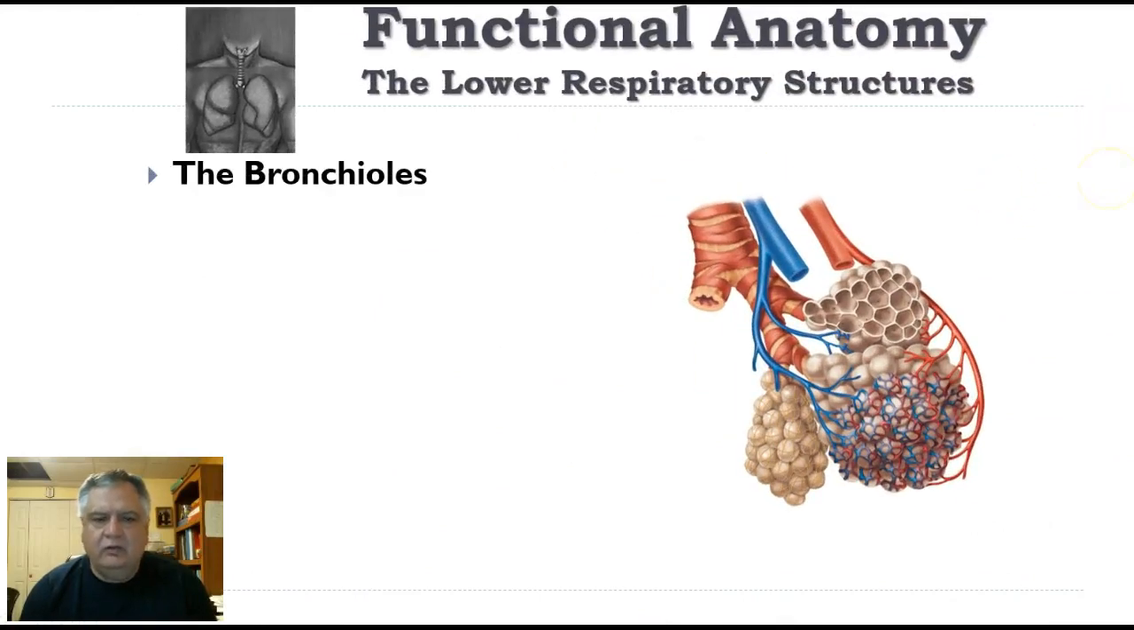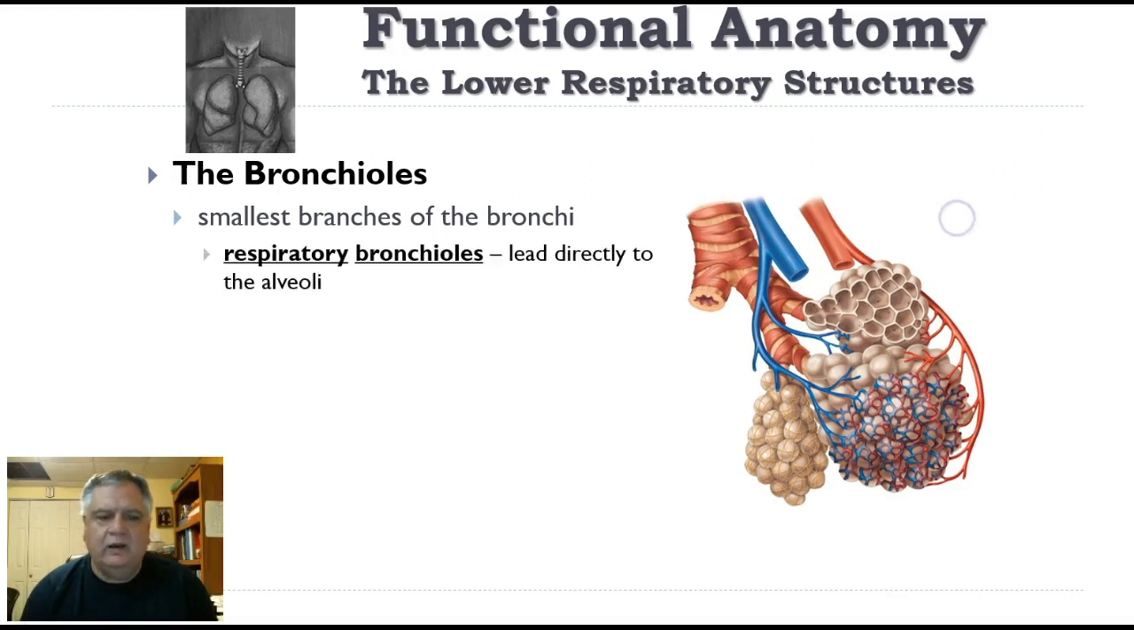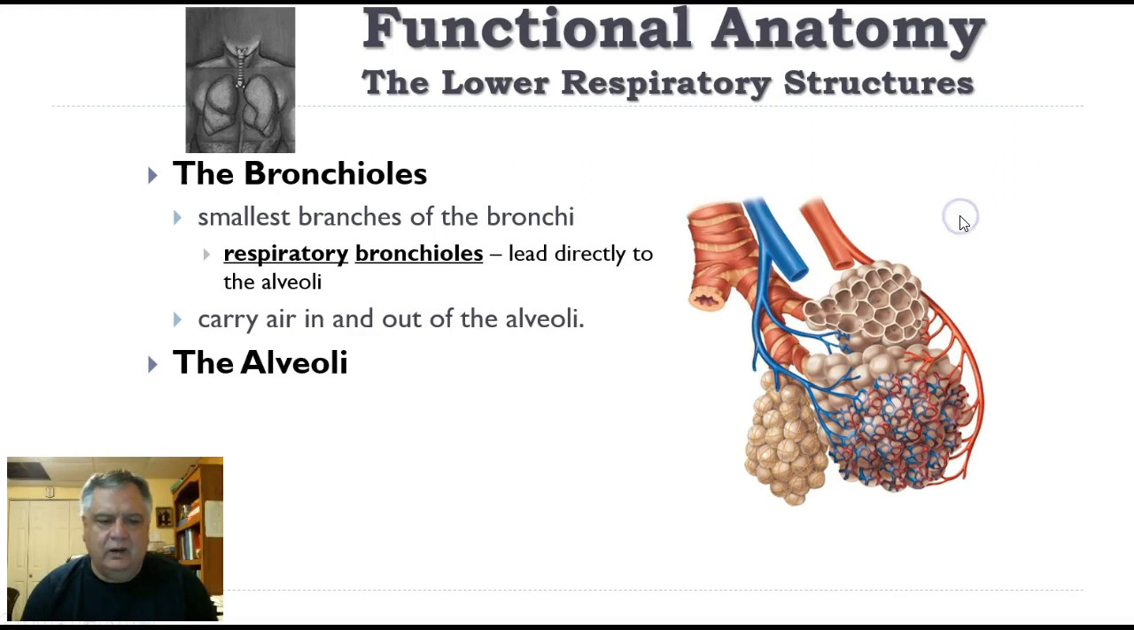Eventually, those secondary and tertiary bronchi will continue to branch, just like what we saw with the arteries and veins, until you get to the smallest of the bronchi that are just barely visible to the naked eye, and they're referred to as the bronchioles. Eventually, the bronchioles will become respiratory bronchioles, and the respiratory bronchioles, like this one right here, will lead directly to the alveoli. The bronchioles then will carry the air into and out of the alveoli.